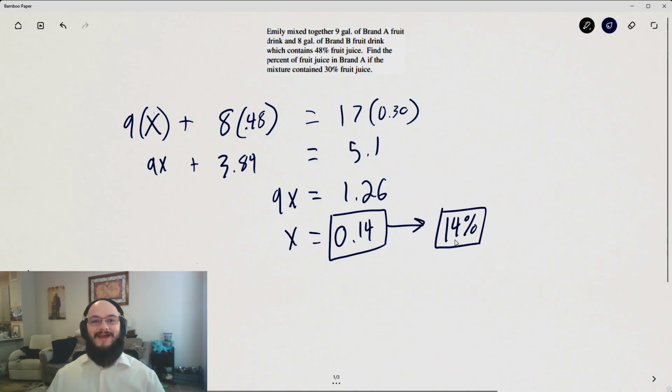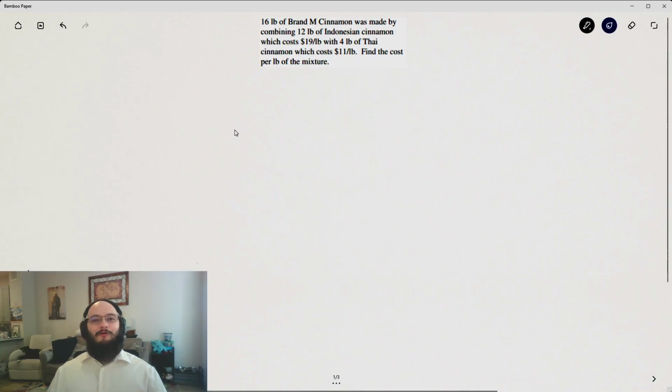for our final answer. For our third problem, we have 16 pounds of brand M cinnamon made by combining 12 pounds of Indonesian cinnamon, which costs $19 per pound, with 4 pounds of Thai cinnamon, which costs $11 per pound. Find the cost per pound of the mixture. So we're not working with percents in this one, we're working with dollars. We're still going to follow the same process. We're going to multiply the pounds of cinnamon mixture times the cost instead of multiplying the amount times a percent.